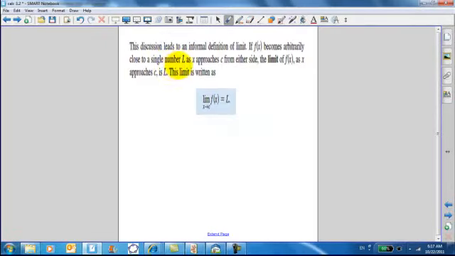Here's what we use for our definition for right now. An informal definition. F of x becomes arbitrarily close to a single number L as x approaches c from either side. And that's the limit of f of x as x approaches c. The limit as x approaches c of f of x equals L. As x gets closer and closer to c, f of x is getting closer and closer to L.